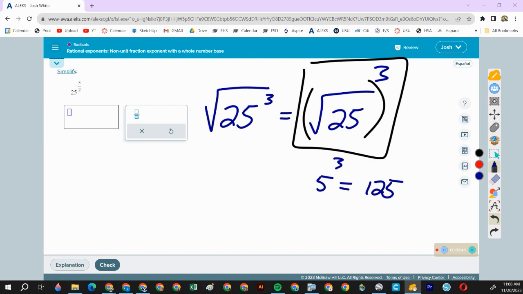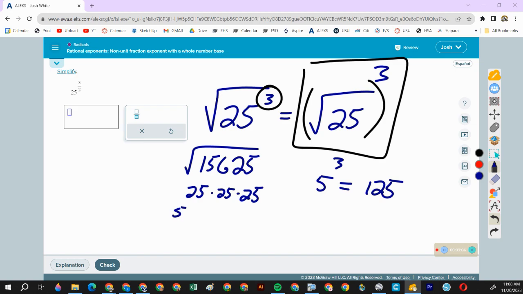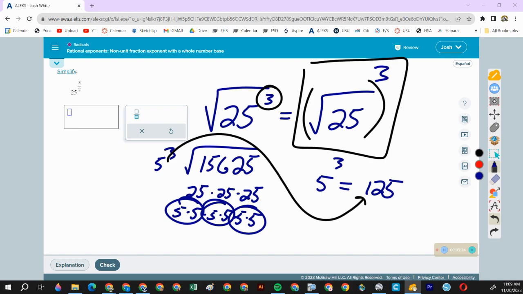Okay. Now, if we did it the other way, 25 to the third is 15625. And what is that made up of? Well, it's made up of 25 times 25 times 25, right? And each one of those is a pair of 5's. And what am I looking for? I'm looking for sets of 2. So I have 3 sets of 2, which means my answer is 5 to the third, which is 125.